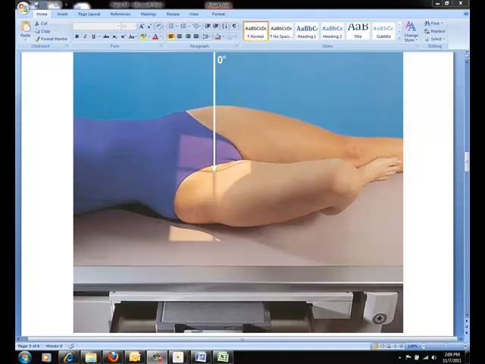To obtain this position, adjust the body position to center the ASIS of the affected side to the midline of the grid. Have the patient flex the hip and knee of the affected side and draw the foot up to the opposite knee as much as possible.